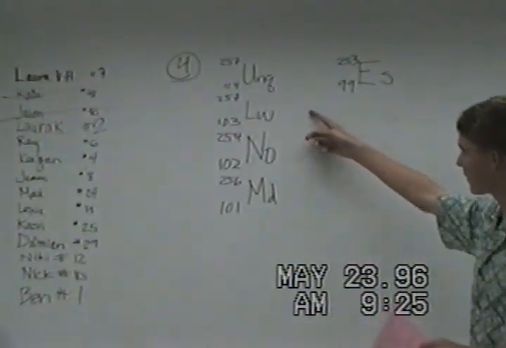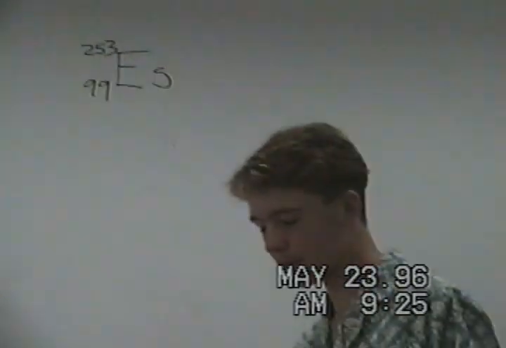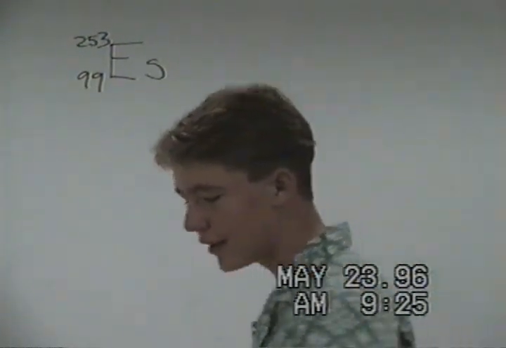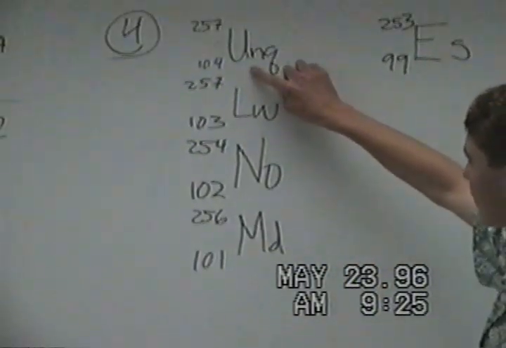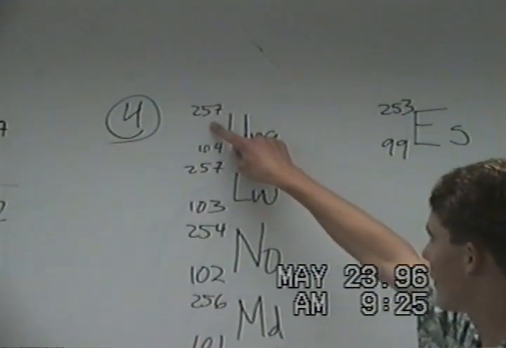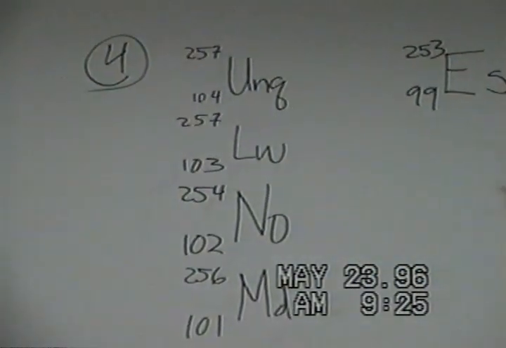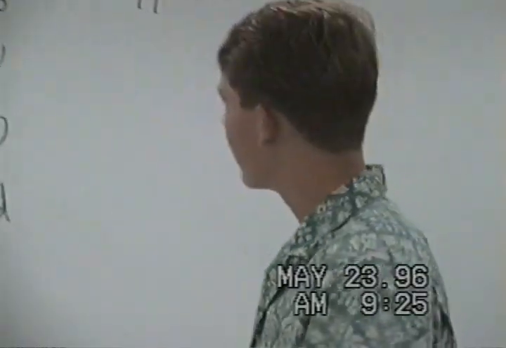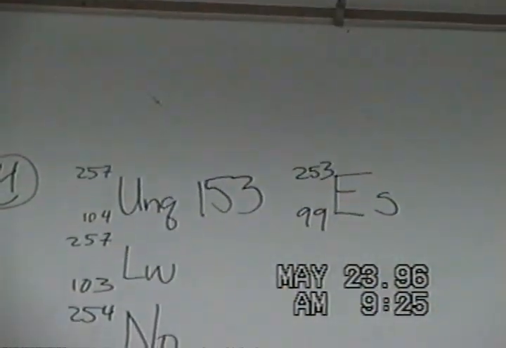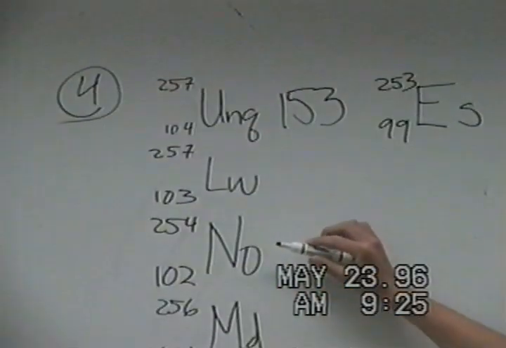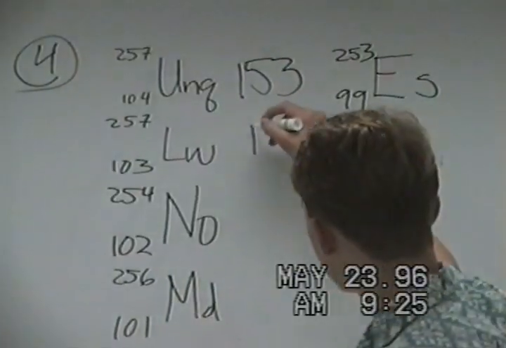These 5 isotopes, which has the largest number of neutrons? Okay. And you just calculate this with the calculator. The first one has an atomic mass of 257, you minus the number of protons, and you get 153 neutrons. And then do the same thing for all of them. For this one, you get 154.